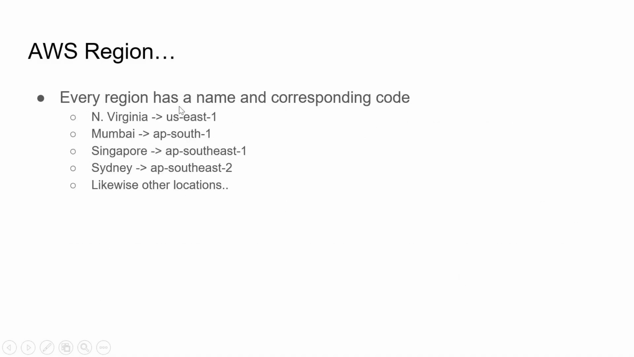Now every region has a name and a corresponding code. For example, there is a region called North Virginia. It has a code called US-East-1. This is the code for North Virginia. And we have another region called Mumbai. It has the code AP-South-1. Like this, the codes will be there for every region. Singapore, Sydney, for every region they will have a name and a code like this. And we need not remember these codes. Everything is available on the Amazon website. I will show you that once we have the account created.